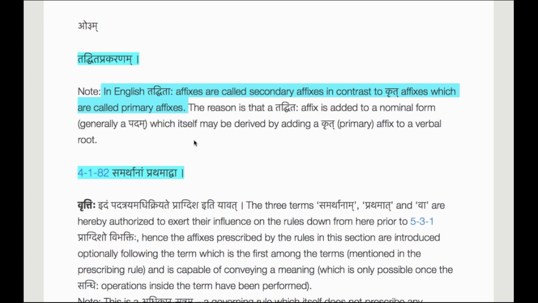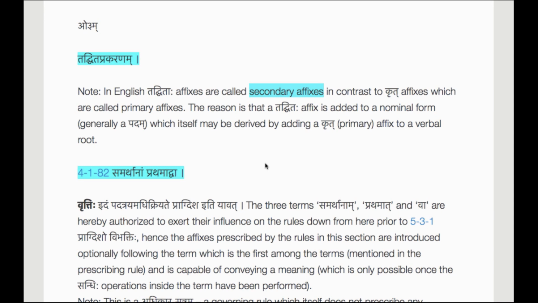Now, after we have a Pratipadikam, we can create a new Pratipadikam by adding a secondary affix, that is a Tadhitaha affix, to create a second Pratipadikam, a derived Pratipadikam you can call it. So you can take a Pratipadikam, it could even be a compound Pratipadikam, and add a Tadhitaha affix, which is sometimes referred to as a secondary affix, to create a derived Pratipadikam.